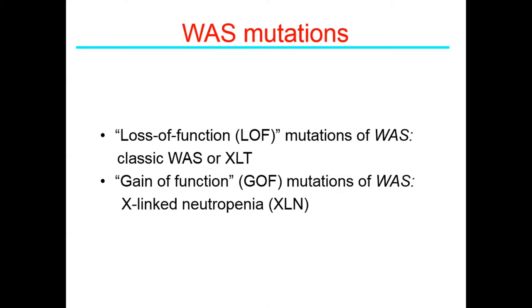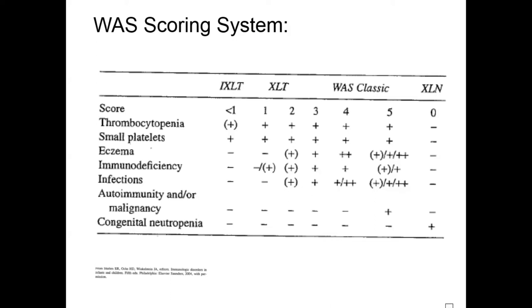And the scoring system, which is now sort of updated, would differentiate between these very mild patients with intermittent X-linked thrombocytopenia and X-linked thrombocytopenia, which have a score of less than 1 up to 2. And they all have thrombocytopenia and small platelets and maybe a little bit of eczema. And then the classic Wiskott are a score of 3 or 4. They have, in addition to those, immunodeficiency and autoimmune disease. And then congenital neutropenia would have nothing except the neutropenia.